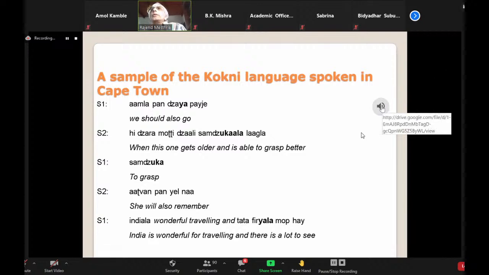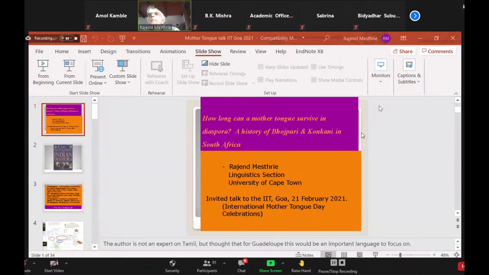So I'm going to play you, this is just 30 seconds of what Konkani might sound like in Cape Town. You can have a quick look at this slide here before I do that. And I'll play that. It might look like it's going to crash, but it shouldn't. And hopefully you'll be able to hear this clearly in 30 seconds time.